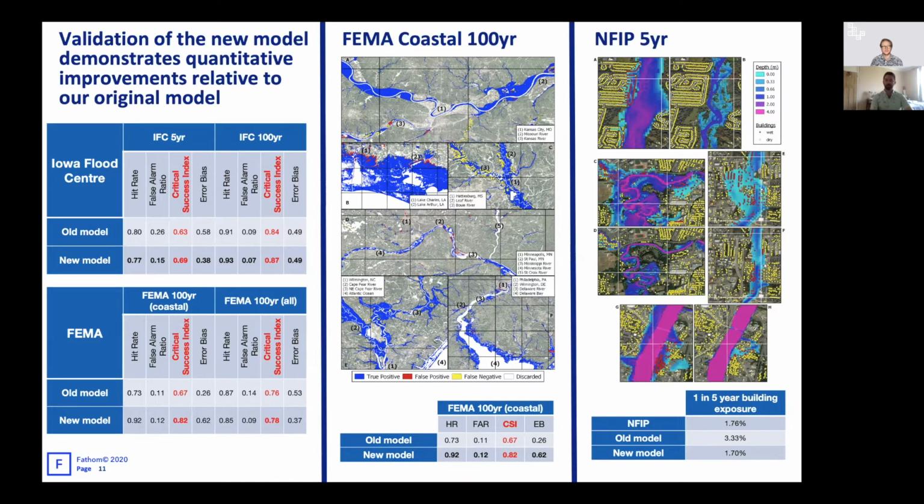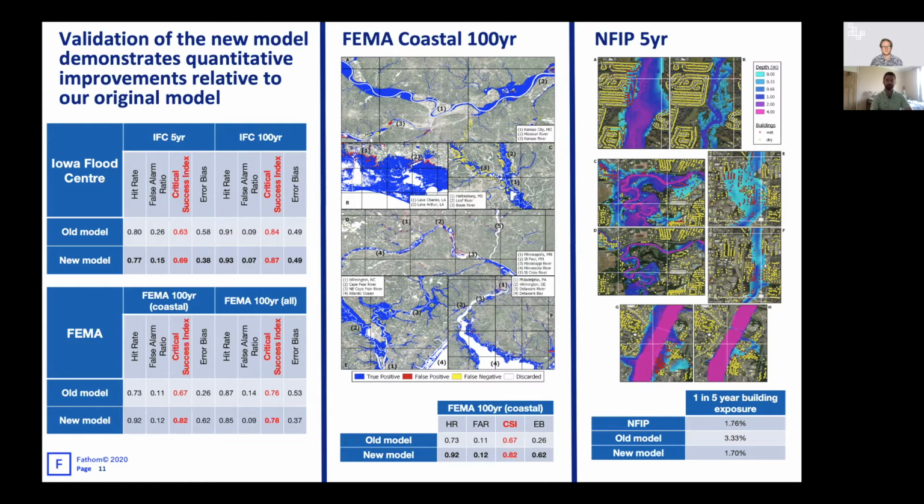So although the critical success index is the most commonly used metric when assessing models, I think particularly in the coastal zone, looking at the hit rate and the error bias is also really interesting. So we see in the old model, the error bias shows a really strong tendency for the model to underpredict. This is also shown in hit rate. In the new model, we see that the error bias actually shows slight tendency to overestimate.